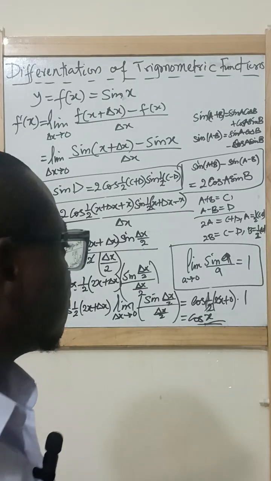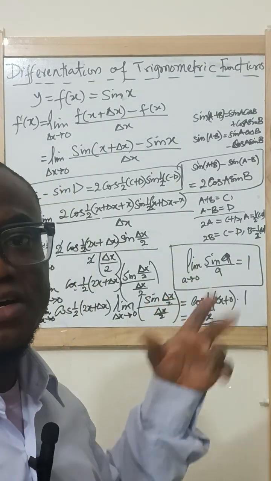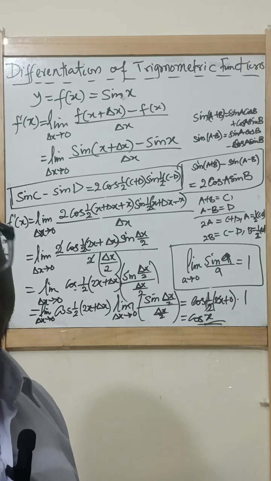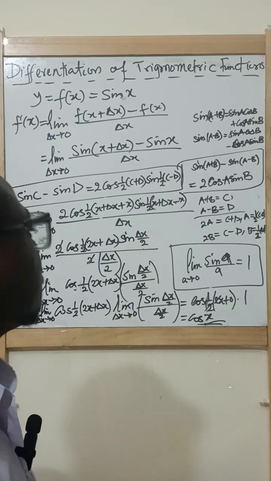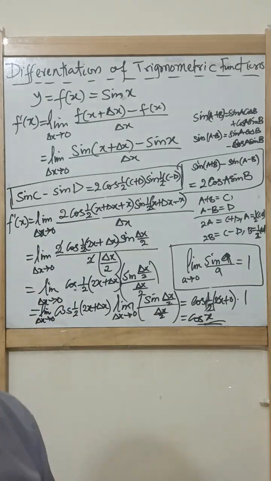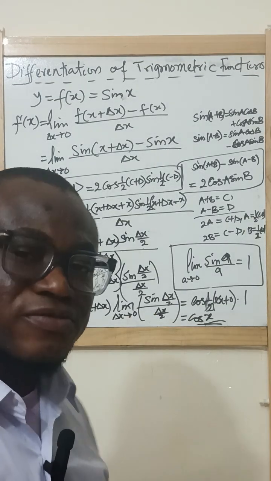So anytime we are asked to differentiate sine x, we know it's going to give us cos x. So this is how we go about this. Now let's consider cos x.